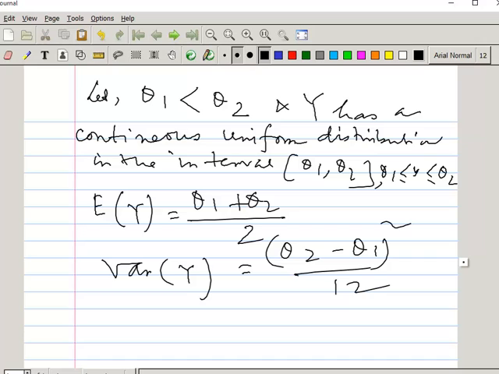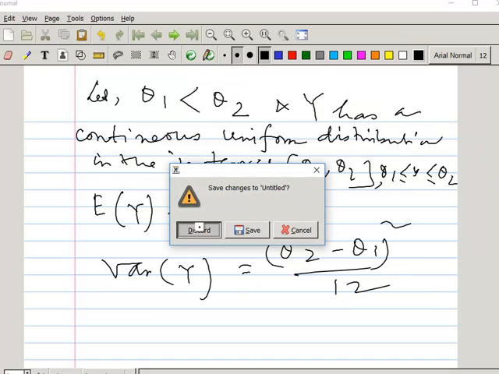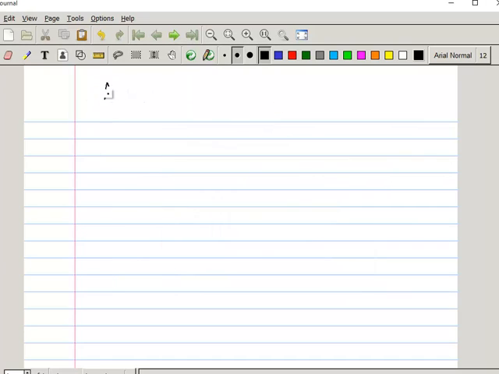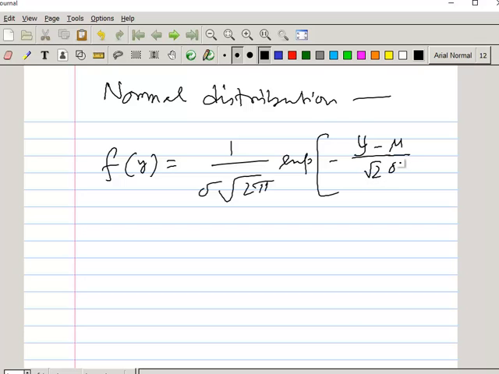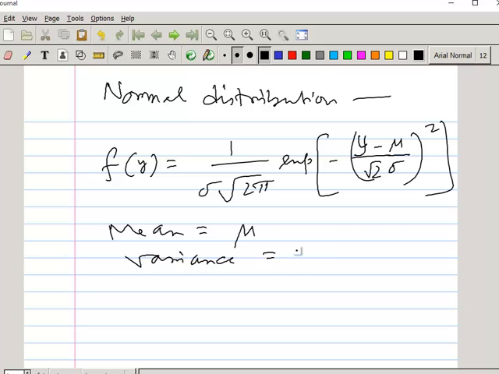So when we talk about the normal distribution, we will have the probability function f of y, which is 1 by (sigma root 2 pi) times the exponential of minus 1 by 2 times ((y minus mu) by sigma) whole square. The mean is basically mu, and the variance is basically sigma square.